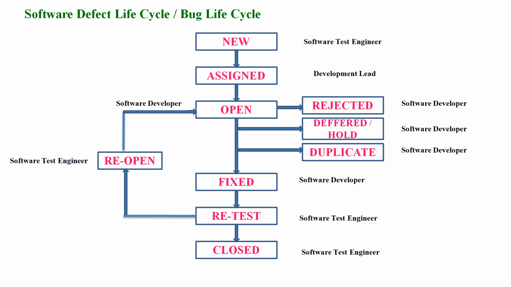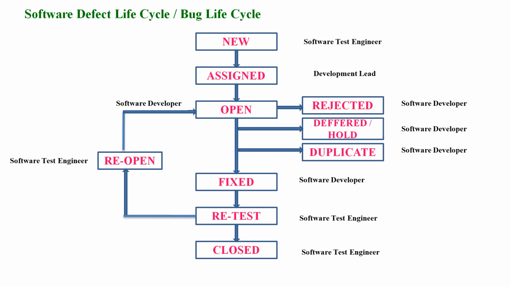While reporting the defect to the development team, the software testing team will follow a format for reporting the defect. In that format, the status of the bug will be assigned as new. Who is responsible to assign this new status for the defect? Software test engineer, because he only found the defect. After finding the defect, he is reporting the defect.